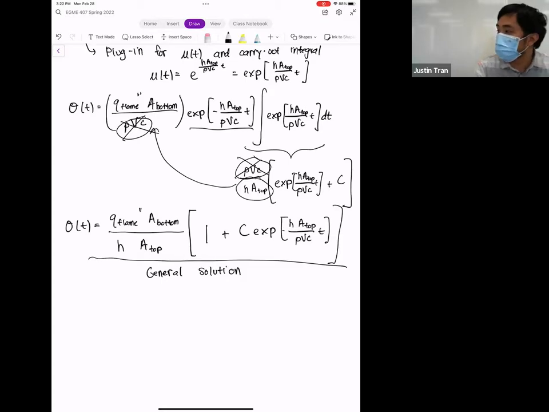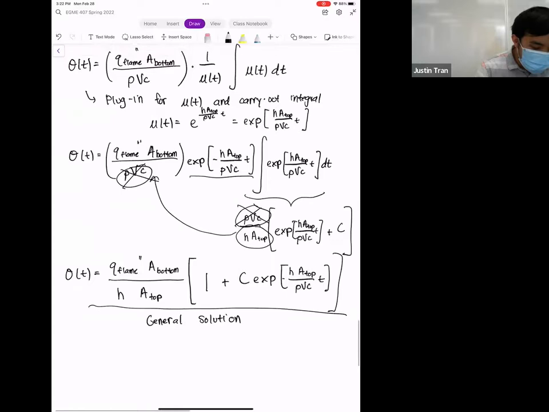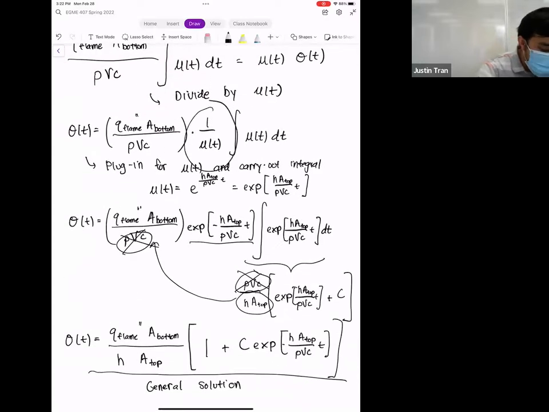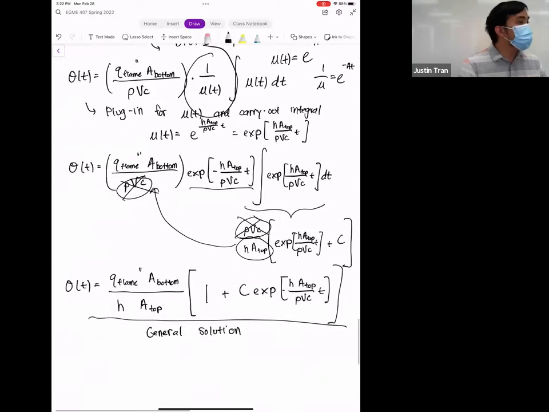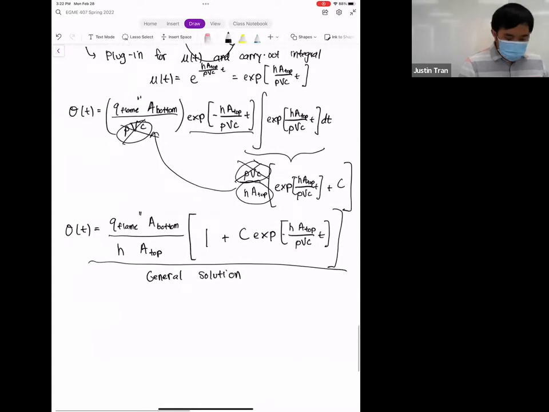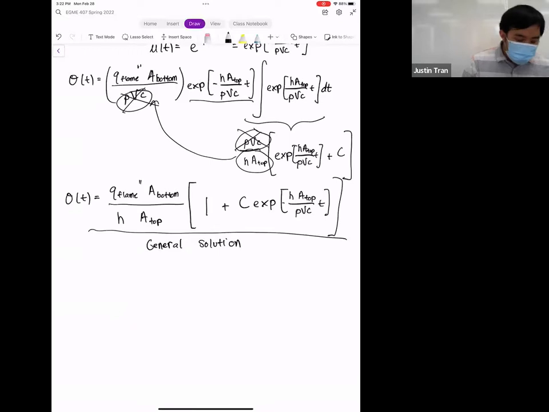I'm a little confused where the negative came from. Yeah, so the negative came from the fact that we have 1 divided by mu of t here. And so when we take, our integrating factor was something like this, right? So we had e raised to the something times t. And so we take 1 over that. Another way to express this is e to that negative. Okay. All right, so let's go ahead and solve for C.